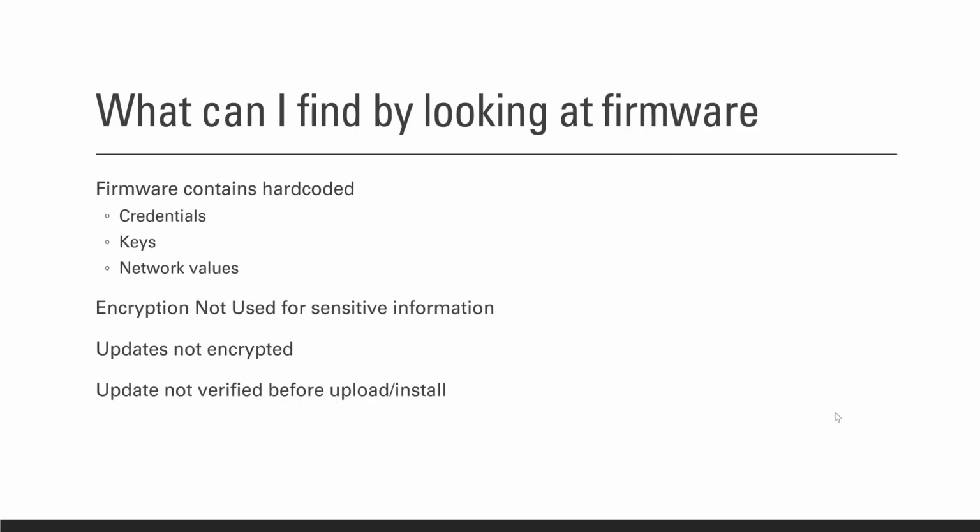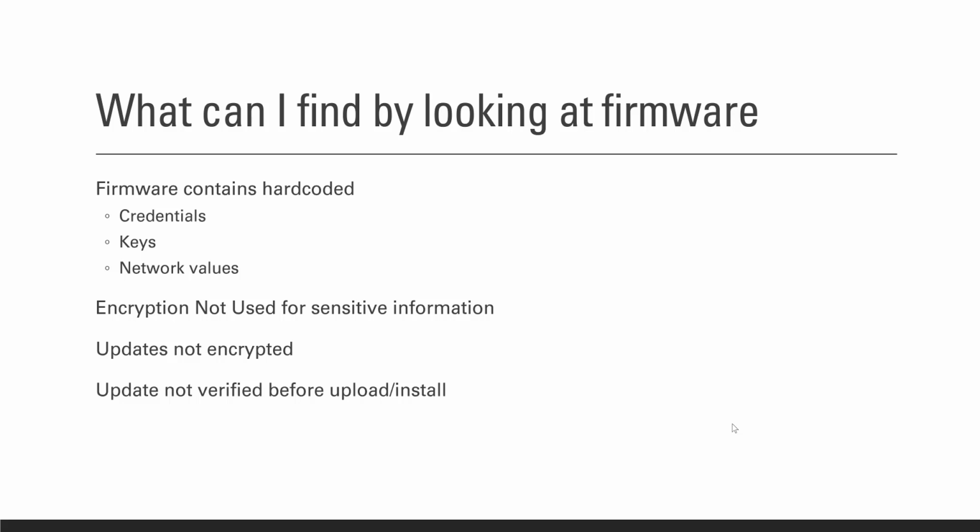So what can I find when I start to analyze firmware? Potentially you can find some hard-coded values like credentials, so usernames, passwords. Maybe there's hard-coded encryption-decryption keys in there. Maybe there's network values, like what is the default IP address. So if I go and reset that device, do a factory reset, now maybe I know what the factory IP address is, and I can connect to it, potentially with default credentials.